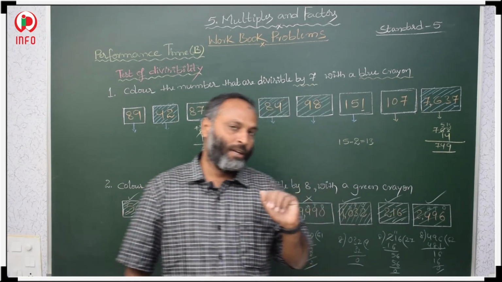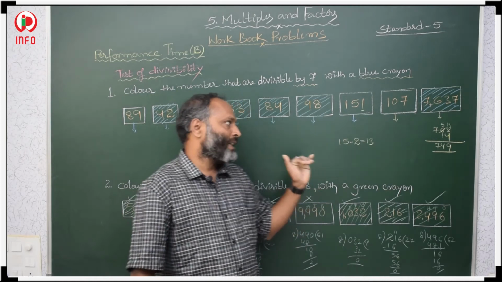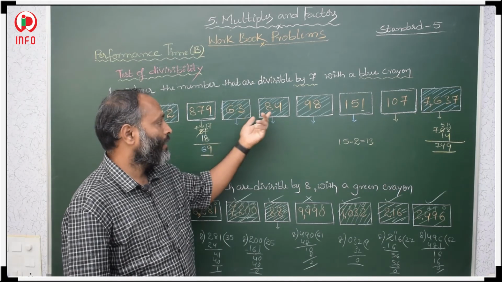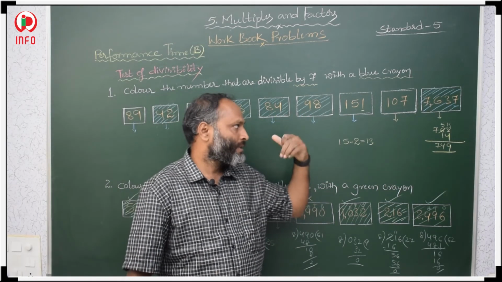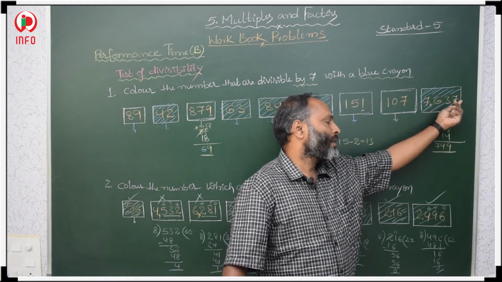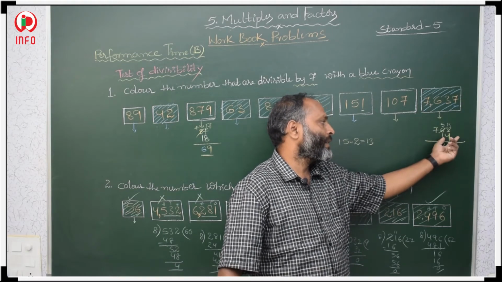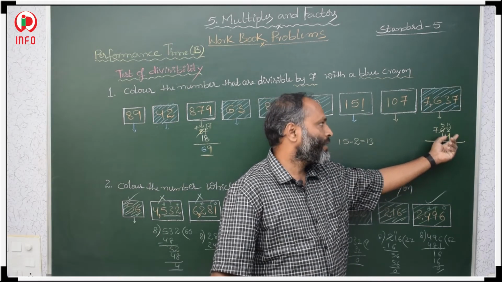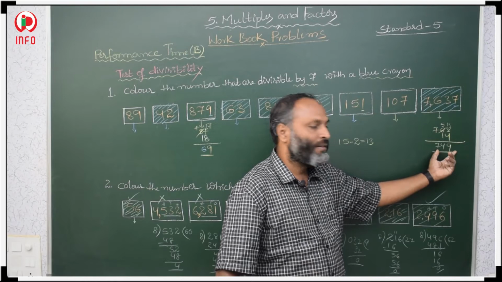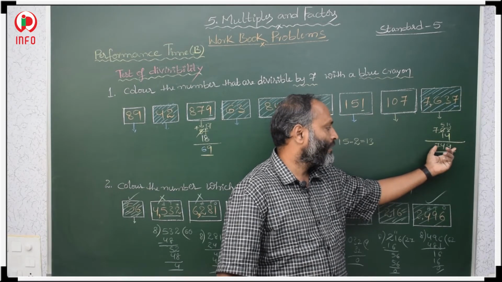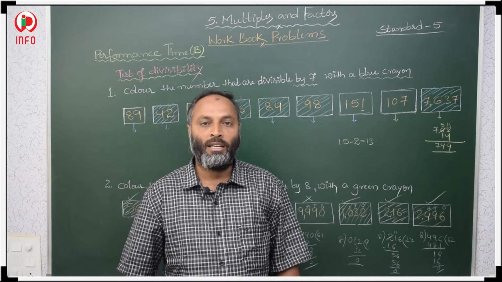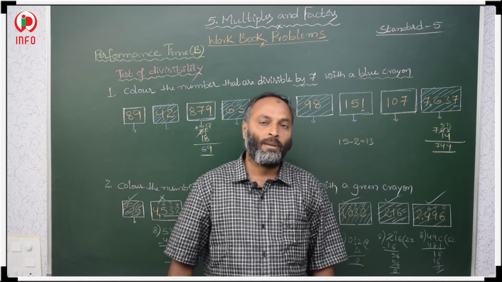First, what is the condition for divisibility for 7? If we double the ones place digit, that number we have to subtract from the remaining digits. What is there in the ones place? 7. We have to double it first, and this doubled number we have to subtract from the remaining digits. Then whatever difference we get, if that difference is divisible by 7, then that number is divisible by 7. Otherwise, it is not divisible by 7.